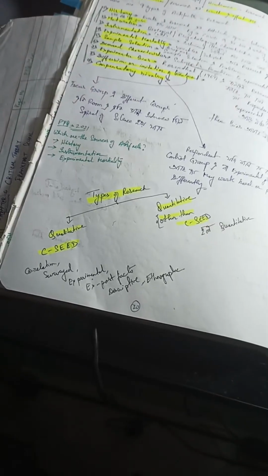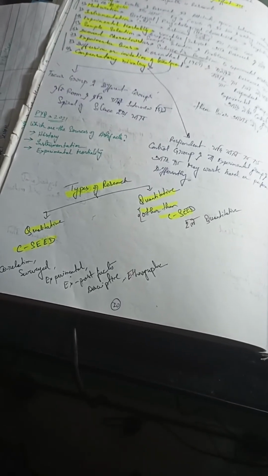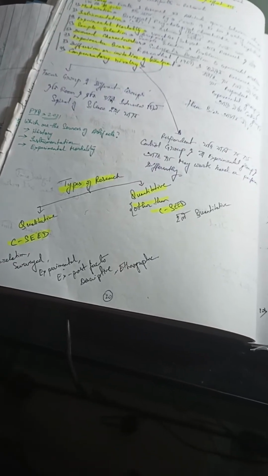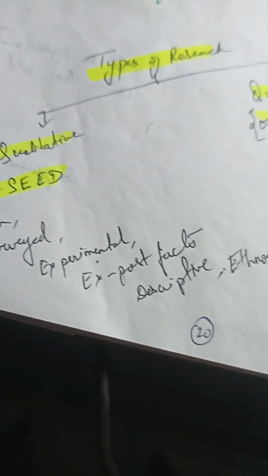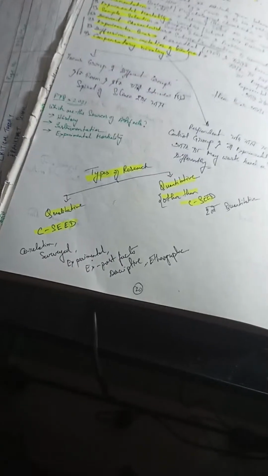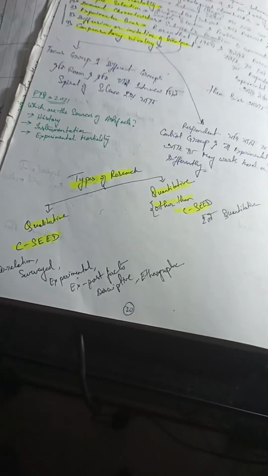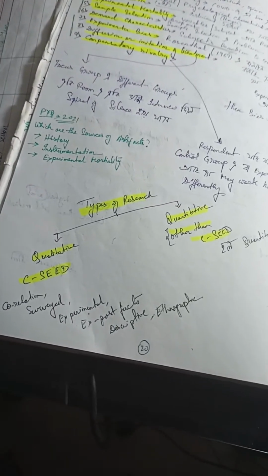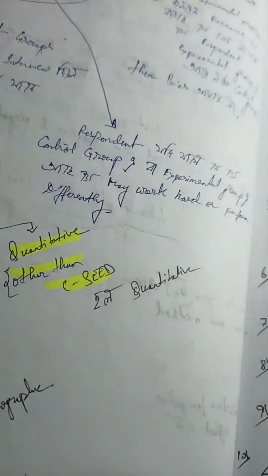So, quick revision tips, types of research. If you are asked what the types of research are, you can say if it's qualitative, then we can say CSEED, and if it's quantitative, other than CSEED. What is CSEED? CSEED means correlational, survey, experimental, ex post facto, descriptive and ethnographic. If the type of research is CSEED, then it is qualitative, and if it is other than CSEED, it's quantitative.